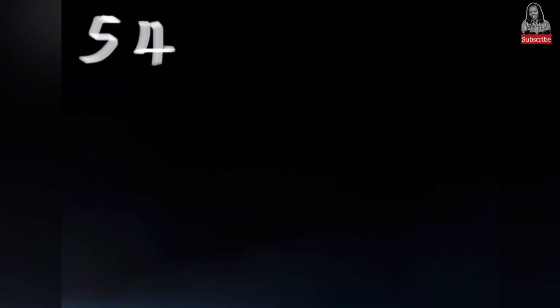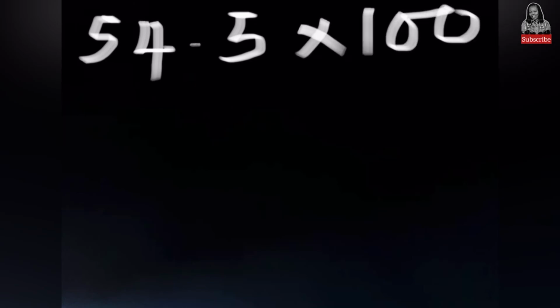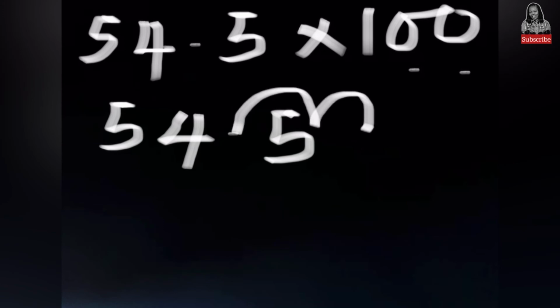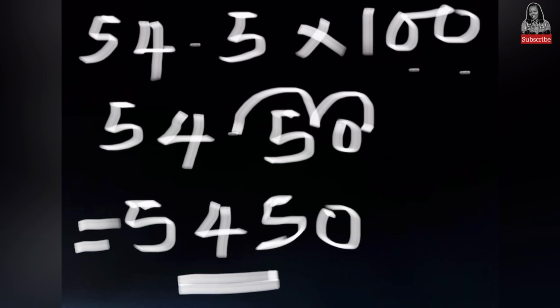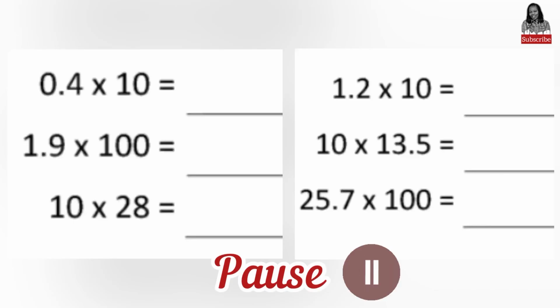We have another example, 54.5 times 100. Remember there are 2 zeros, so you move the decimal to the right twice. So 54.5, write it down and move the dot 1, 2 to the right. And you have 5450. So 54.5 times 100 is 5450.